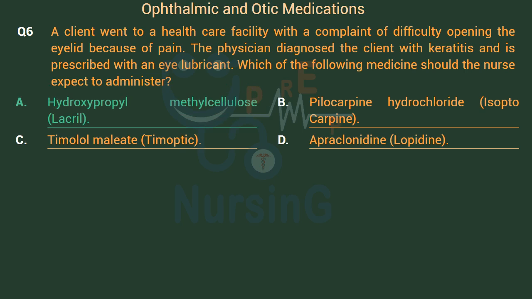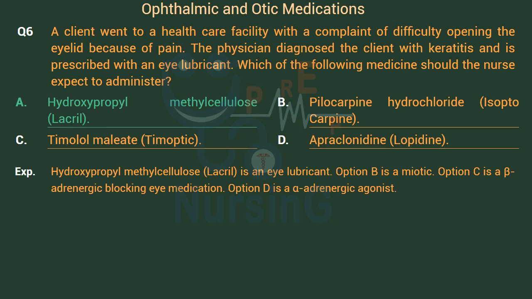Hydroxypropyl methylcellulose, Lacrisert, is an eye lubricant. Option B is a miotic. Option C is a beta-adrenergic blocking eye medication. Option D is an alpha-adrenergic agonist.